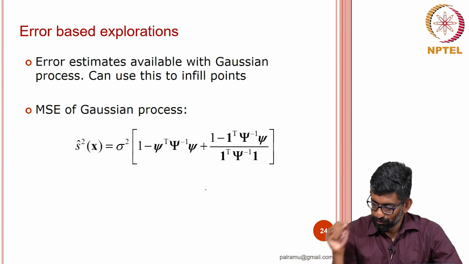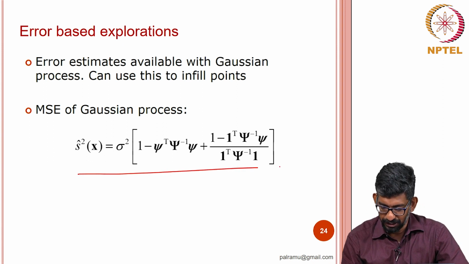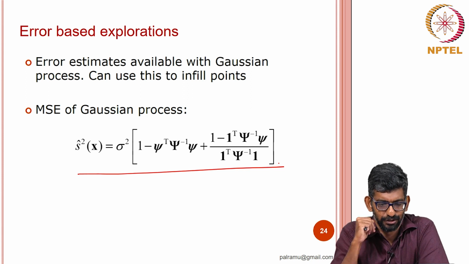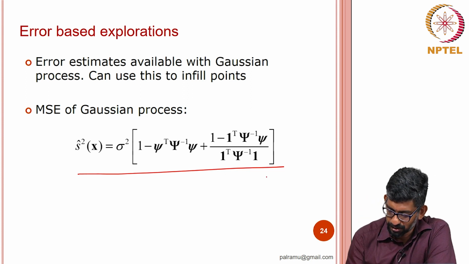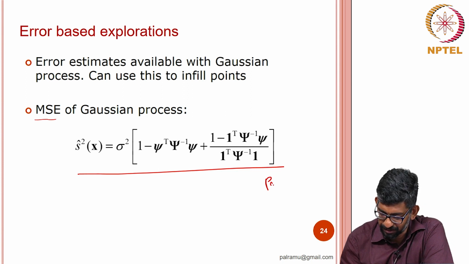What we are trying to focus on is this particular equation, which I might not have discussed while talking about the Gaussian process in general. But this is usually called your mean squared error in this particular case. We also call it the predicted variance.